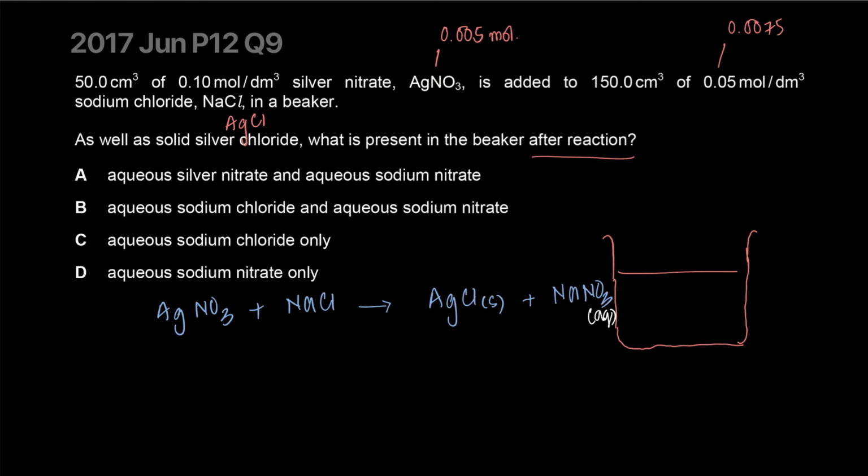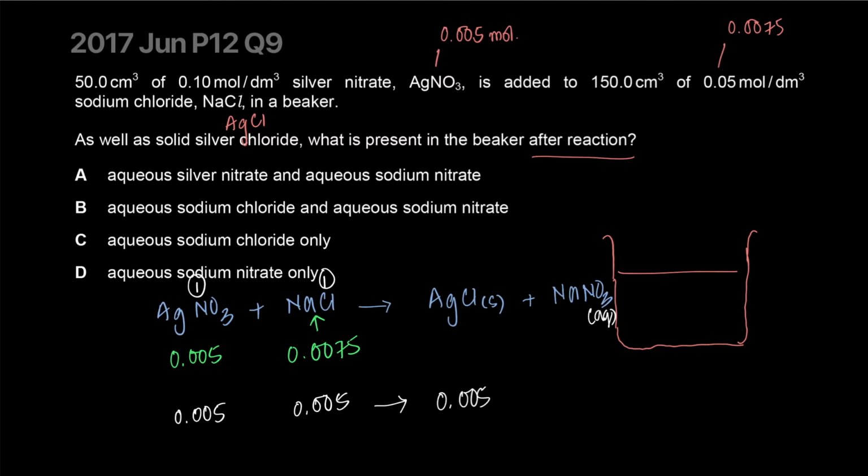Now let's do the mole count again. I started with 0.005 moles and 0.0075, so I have sodium chloride in excess. The ratio between them is 1 to 1, so 0.005 of this will react with 0.005 of that, producing 0.005. Do you appreciate that silver nitrate is the limiting factor? It is less in quantity, so it will deplete completely and the reaction will stop then, but you'll have some amount of sodium chloride left in the solution. Does that make sense?